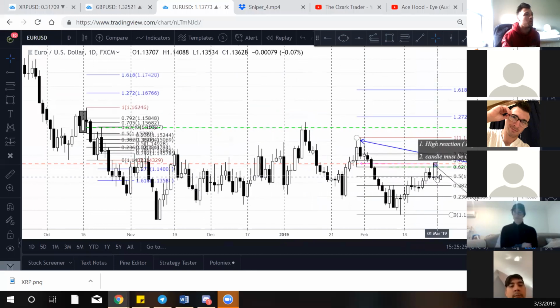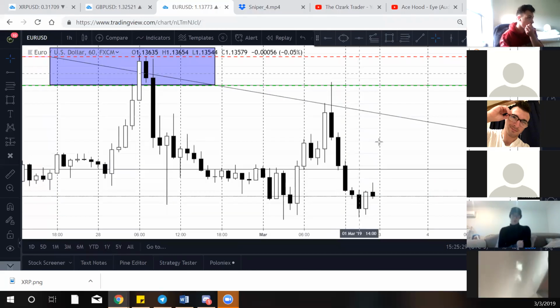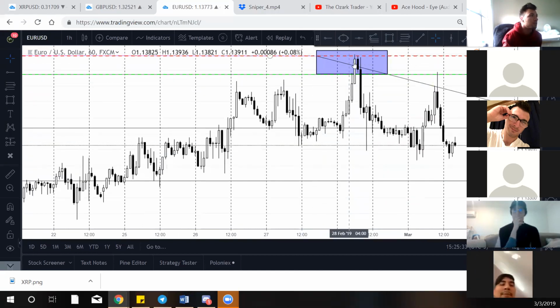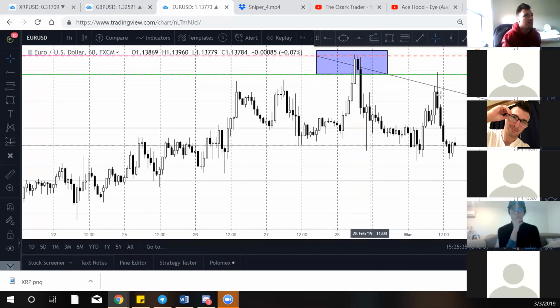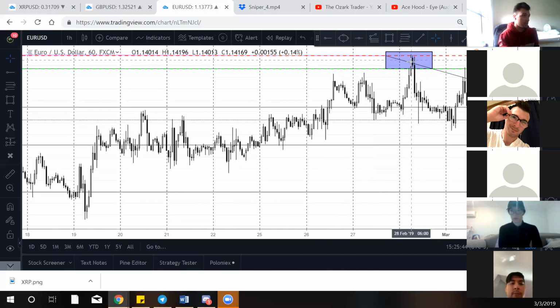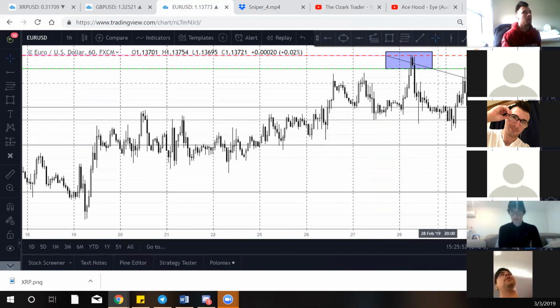I want to see what happened in here on the 1 hour. Well, here we are. Here's our entry, right here at 1.1407. This is all that's happening right now on the 1 hour. Not really much else to see.